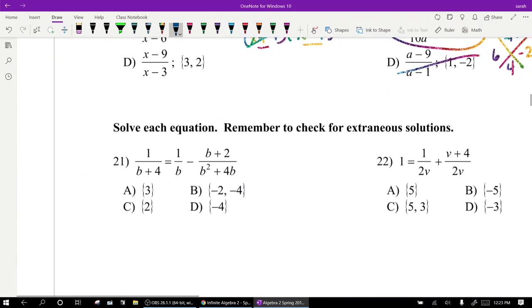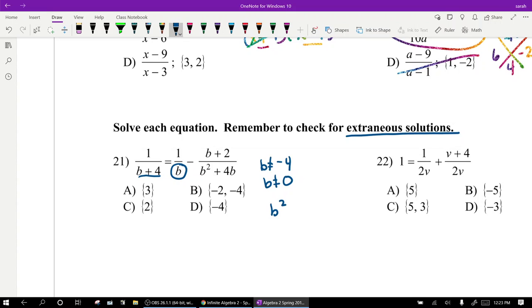Solve each equation, and remember to check for extraneous solutions. Okay, so let's check for our extraneous solutions first. So here I see that b cannot equal negative 4. Otherwise, it would be 0 there. And here, b cannot equal 0. Otherwise, it will be wrong here.